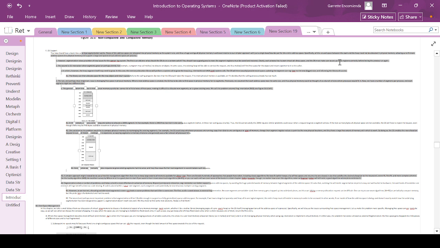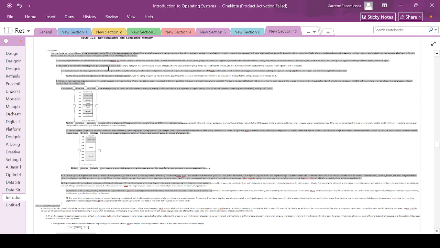Specifically, all the unused space between the stack and the heap need not be located in physical memory. So it doesn't need to be allocated in physical memory, allowing us to fit more address spaces into physical memory and support a large sparse virtual address space per process.